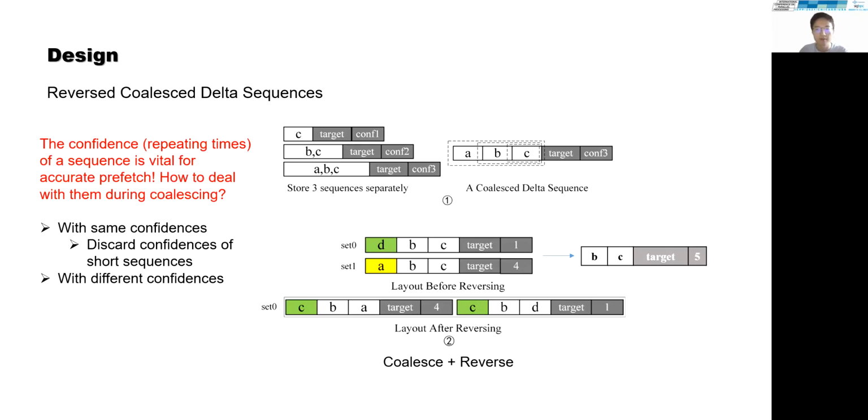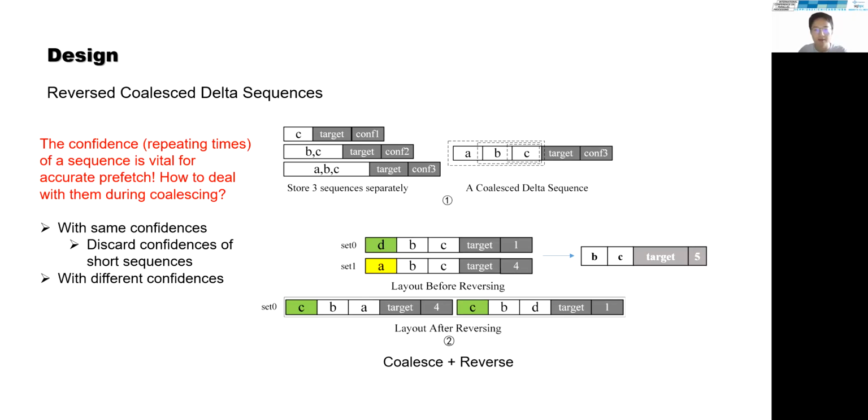In the motivation, we mentioned that it can be more efficient if we can coalesce variable length sequences into fixed length sequences, but how to make it? To improve prefetch accuracy, the repeat times of a delta sequence are usually recorded, and we call it confidence. So all the sequences in the figure have their confidences. How to deal with these confidences when coalescing subsequences into one sequence? Should we keep all of them? The answer is no. Only the confidence of the longest sequence after coalescing is reserved.